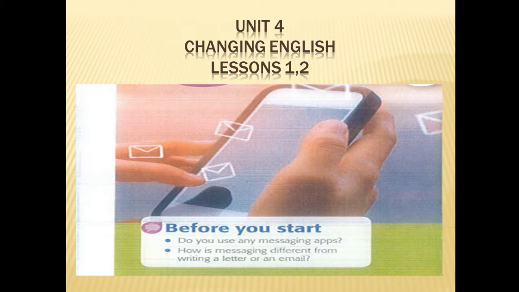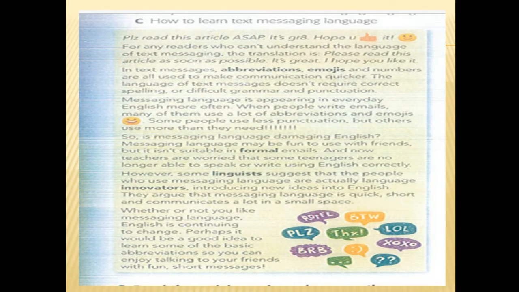Let's deal with exercise 1. It's very exciting. Lesson 1 is about reading the article in brief. It's about text messaging. In text messaging you can use abbreviations and emojis to make communication quicker and easier. It doesn't require correct spelling or difficult grammar and punctuation.